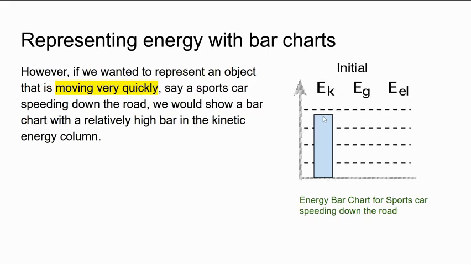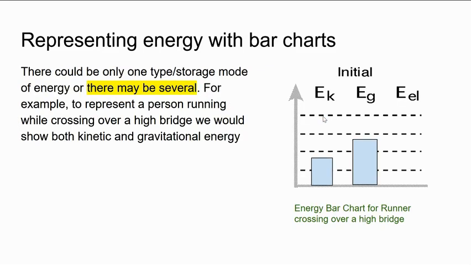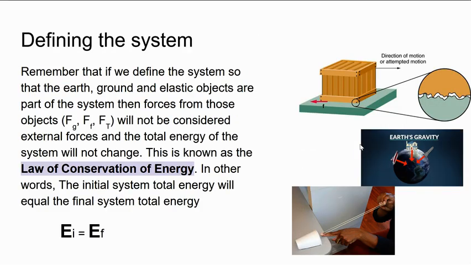Sometimes these little dashed lines will be representative of factor changes. For example, if you say twice as much kinetic energy, you'd want to draw that bar twice as high. And then what we can also do is represent if there's more than one kind of energy inside of this. So for example, we could have a person running while crossing over a high bridge, so we show both kinetic and gravitational. Here's our kinetic, here's our gravitational. And again, you couldn't really compare these side by side unless you had more information. This one just happens to show that the gravitational potential is more than the kinetic, so they might not be going that fast, or they're very high up on this bridge.